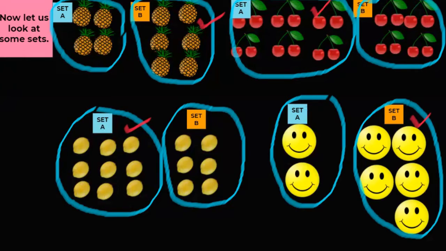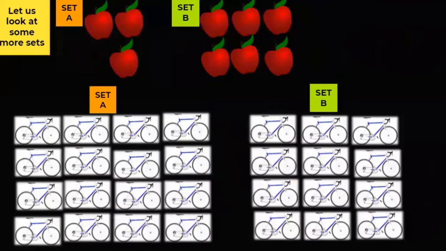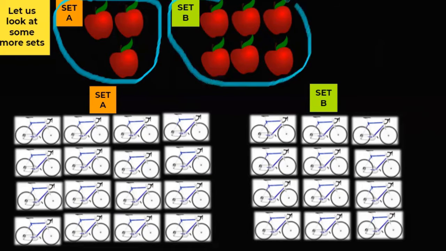This time though, we are going to look at the sets that have the smaller amount. Now here we have set A, set B. We have given each set a name, but we're going to be looking at the apples first. Set A has 3 apples and set B has 6 apples. And we're looking for the smaller amount. Which set has the smaller amount? Set A has the smaller amount. Set A has 3. 3 is smaller than 6.